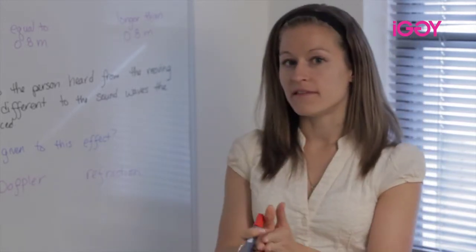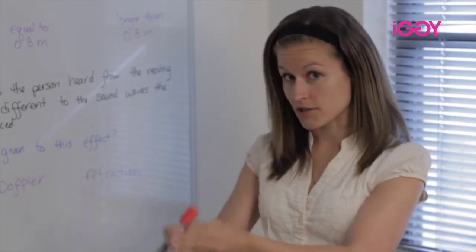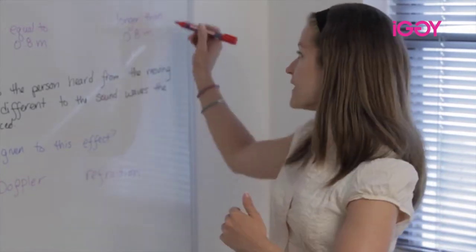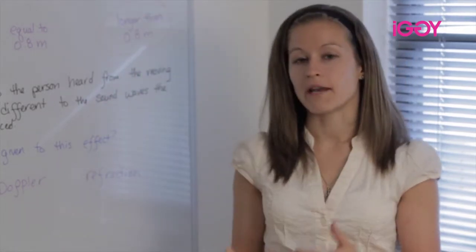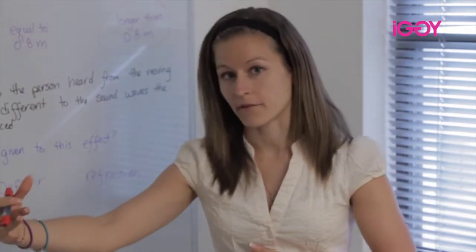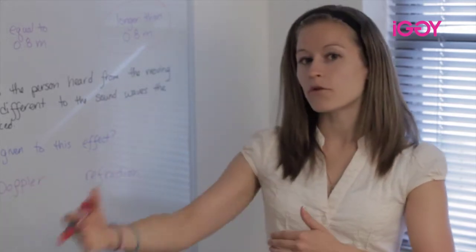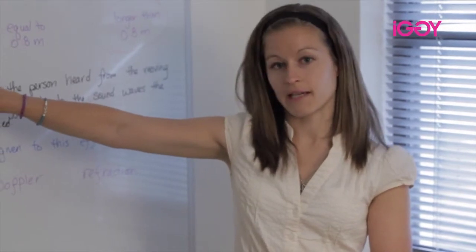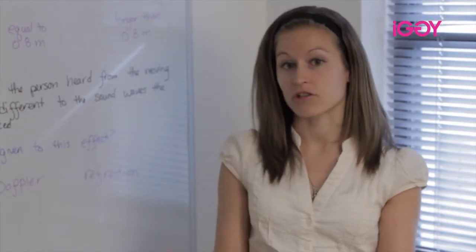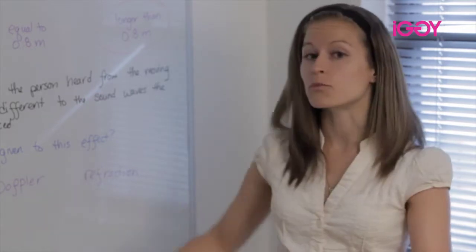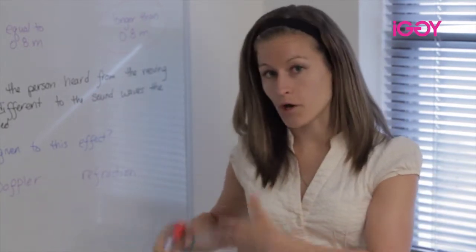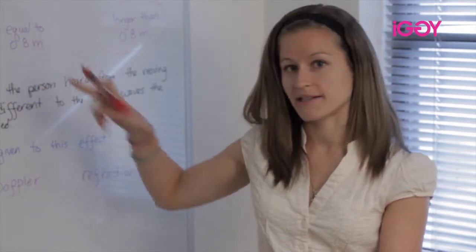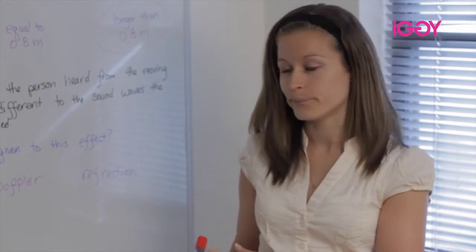So even though the sound itself is being produced at a constant wavelength, the person on the side of the road is going to hear a wavelength that is longer than 0.8 meters because the lorry is moving away from him or her. If the lorry were moving towards him, he would hear a higher frequency, which would indicate that the wavelength is actually shorter. If the person were standing by the lorry and the lorry were not moving at all, he would hear a wavelength that would be equal, because there wouldn't be any movement involved with the sound.